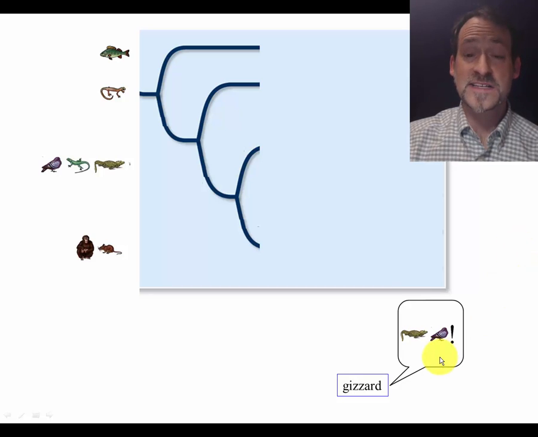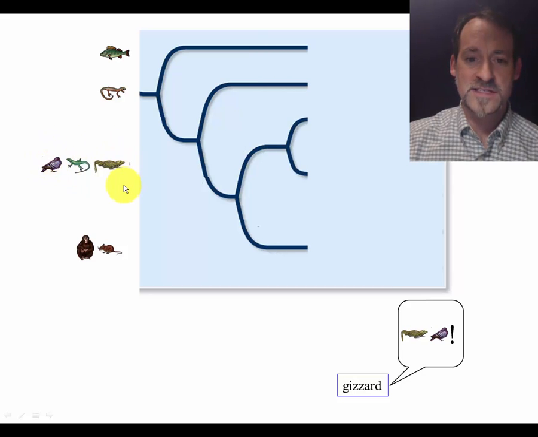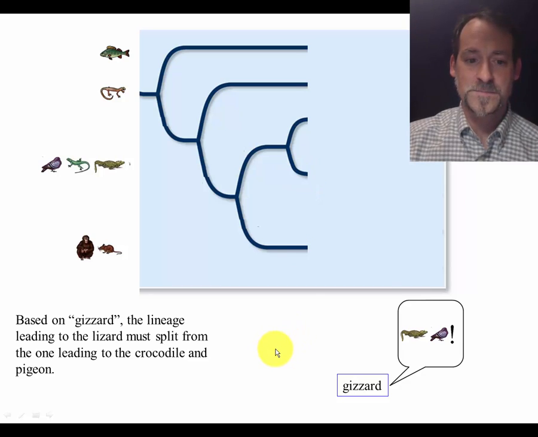Okay, this is the last character we have to look at, gizzard. It suggests that the crocodile and the pigeon are one another's closest relatives. The lizard here gets left out. What that implies is that the lineage leading to that set of descendants splits. The lizard goes in one direction, and the 2 other organisms go in this direction. This is the lineage that evolves the gizzard.